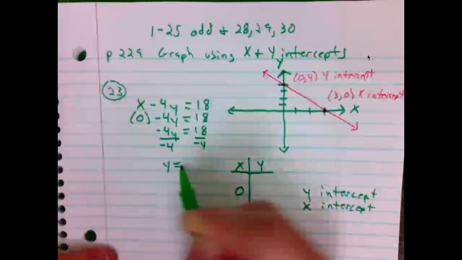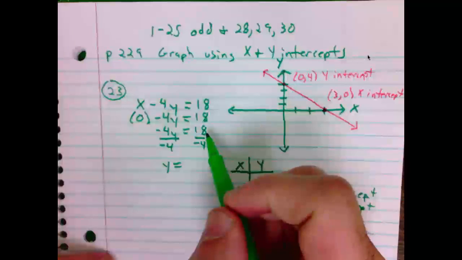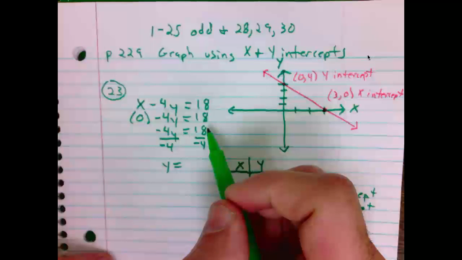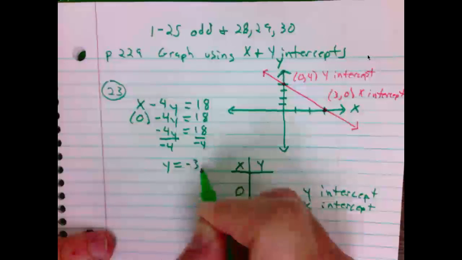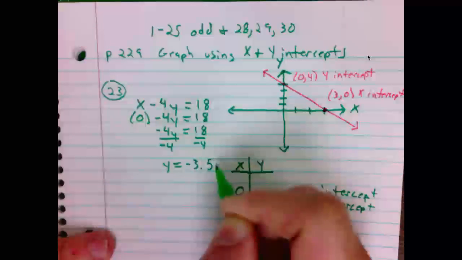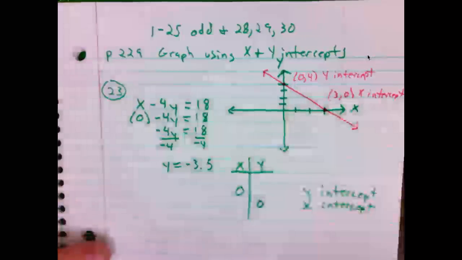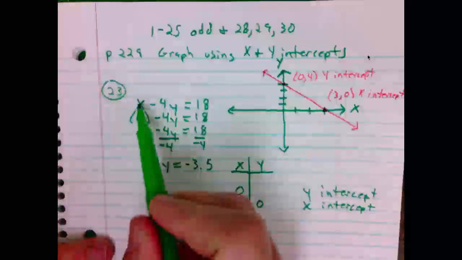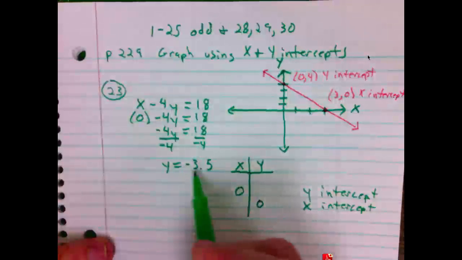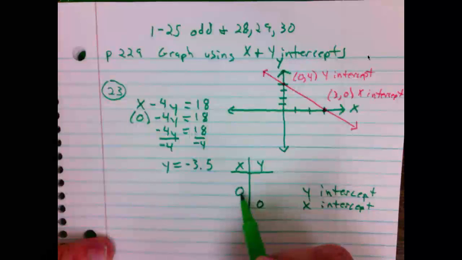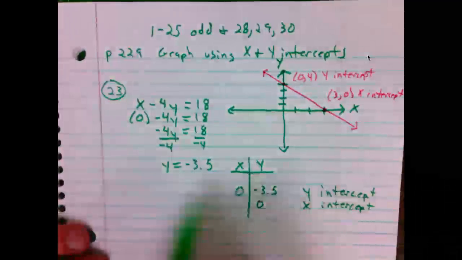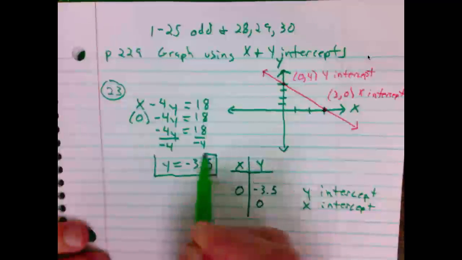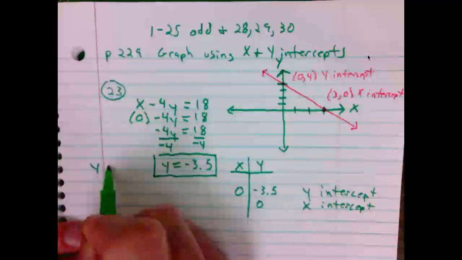So y equals, using your calculator, 18 divided by negative 4 will be a negative 3.5. So whenever x is 0, y is negative 3.5. When x is 0, y is a negative 3.5. Now we will do a similar procedure. This we call the y-intercept.